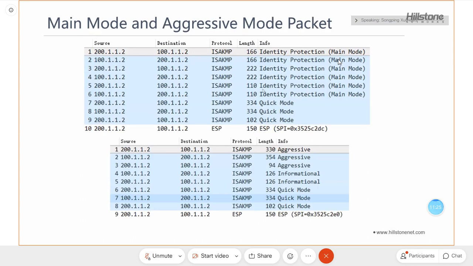Based on the packet, you will also see the difference between main mode and aggressive mode. The first one is the main mode. Under the main mode, we capture the packet. As you can see, we use 6 messages for the negotiation for main mode. And for aggressive mode, we only use 3 messages.